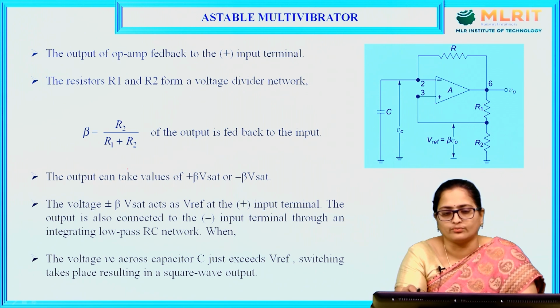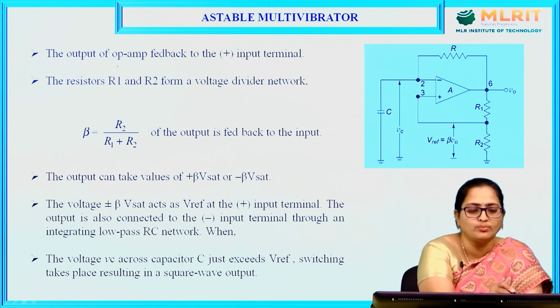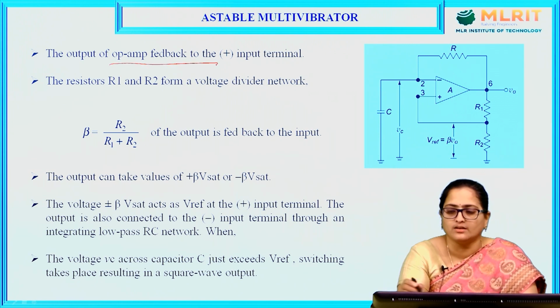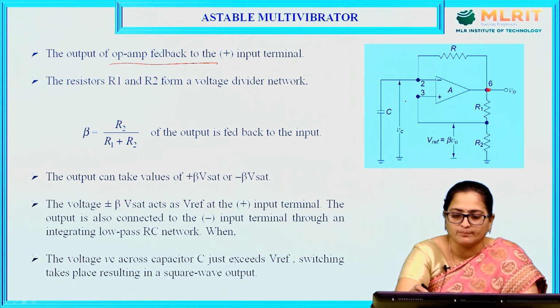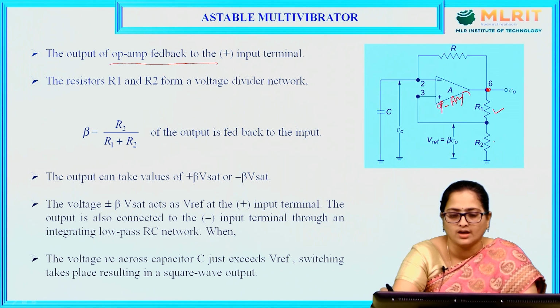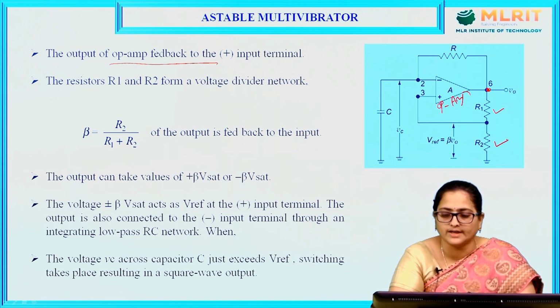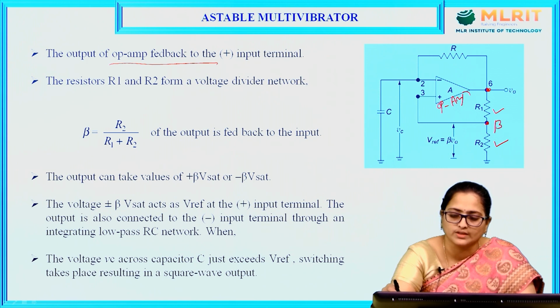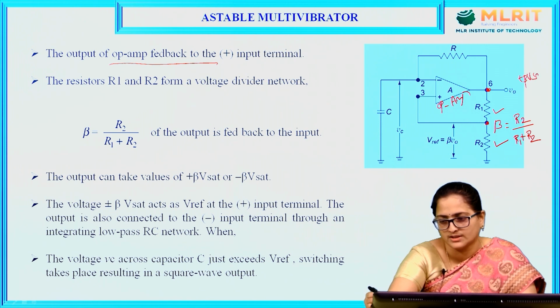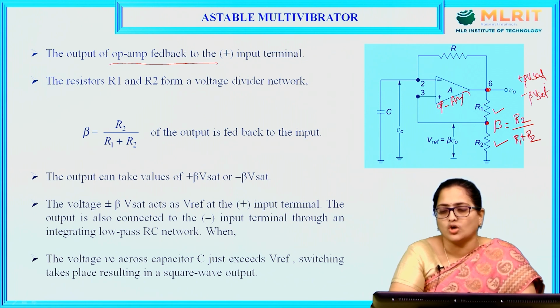This is the circuit for an astable multivibrator, or we can say a square wave generator. The output of the op amp is fed back to the positive terminal, and the resistors R1, R2 form a voltage divider network. Beta here is R2 divided by R1 plus R2. The output will be either plus beta Vsat or minus beta Vsat, that is, the positive or negative saturation value.